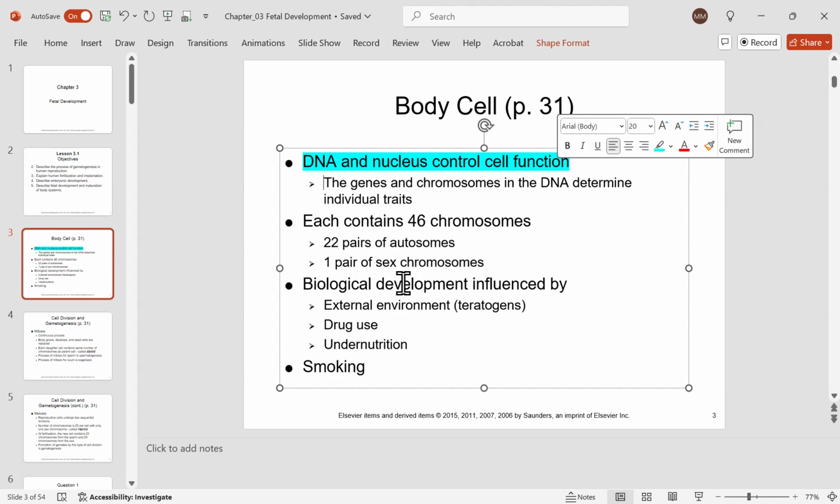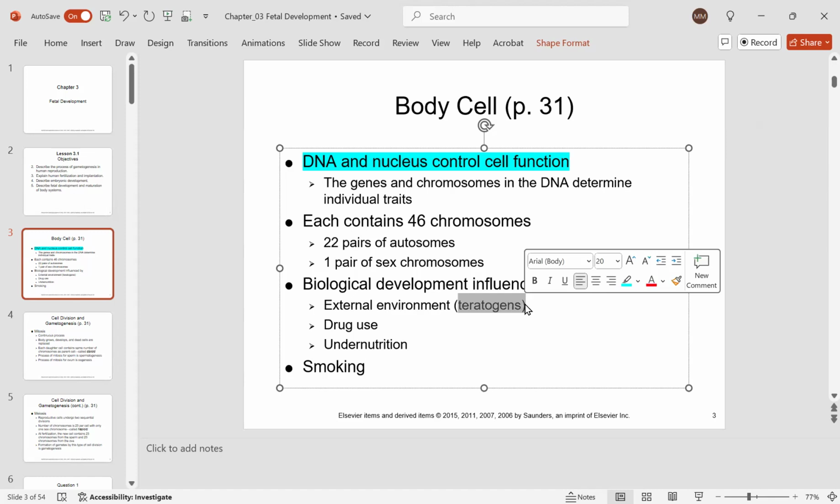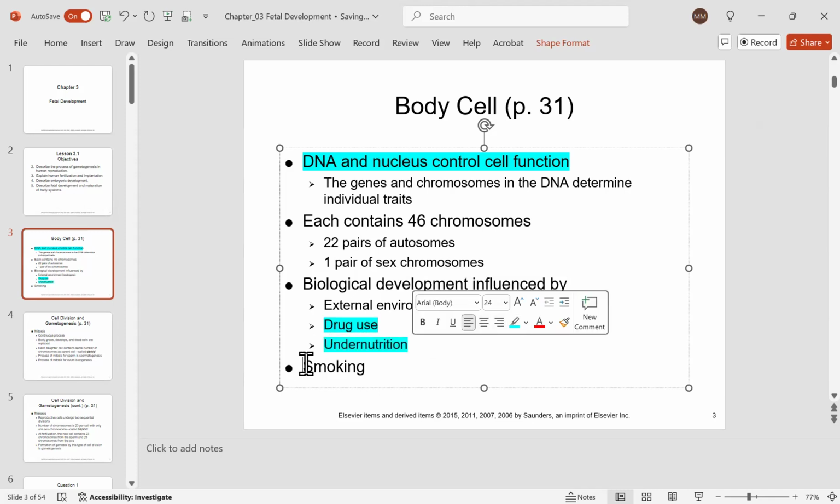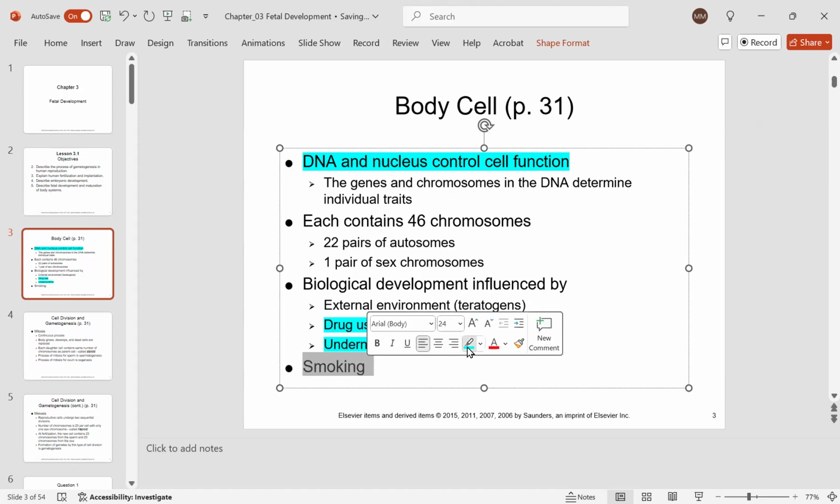And biological development is influenced by a lot of things, in a negative way, right? External environment, teratogens, those are things that are damaging to a baby. Of course, drugs, those types of things, drug use. And when I say drugs, these are now illegal drugs. And then, of course, undernutrition, not good, and smoking, not good.